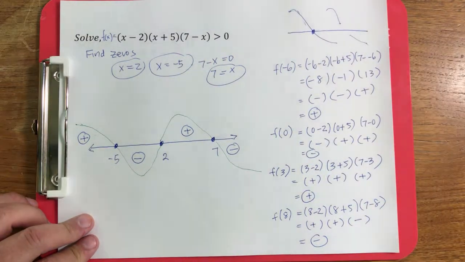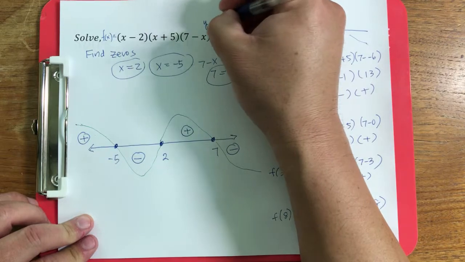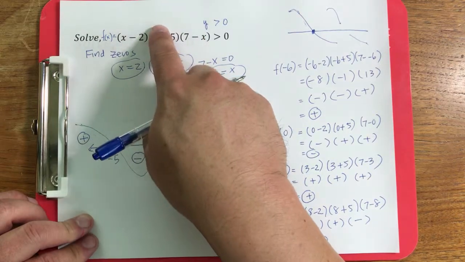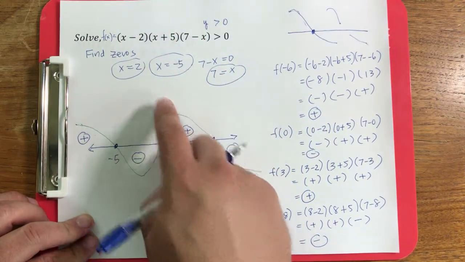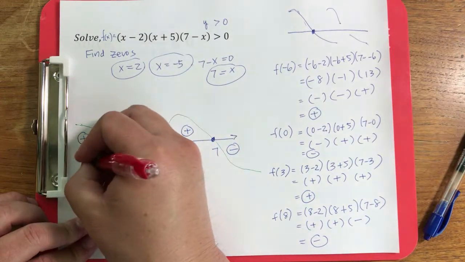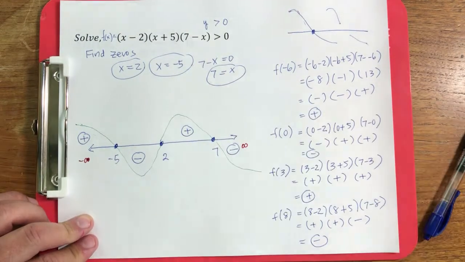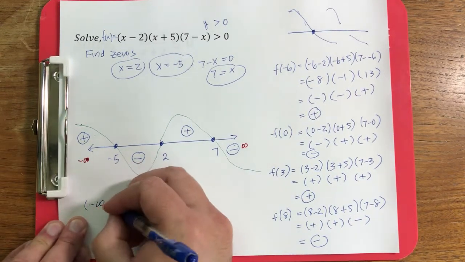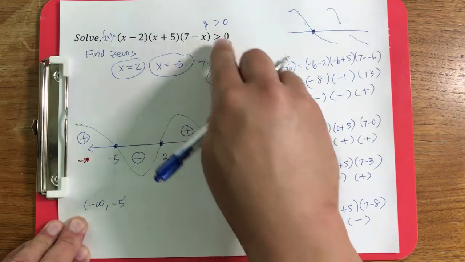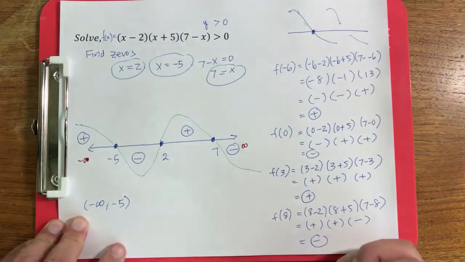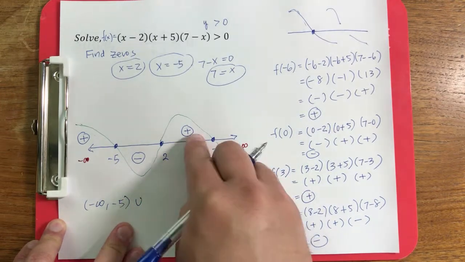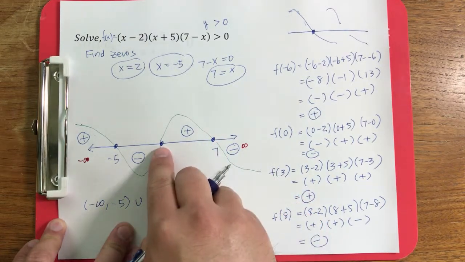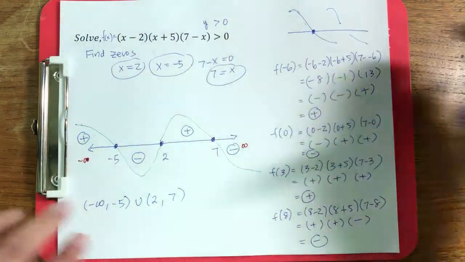I want to know when y is greater than 0. Right? So I want to know when this graph here is in the positive y area. So that will be, so let's put ends on our interval. That'll be from negative infinity to negative 5. And then because there's no equal sign, we'll put a parenthesis. And then we'll connect it to this part over here, 2, 7. Again, parentheses, because there's no equal sign here. Okay.